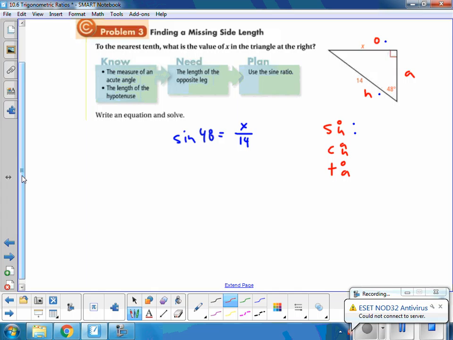And now, once I have this, I can start to solve. Next thing I want to do, in my attempt to solve for x, is multiply both sides by 14, and I end up with the sine of 48 degrees times 14 equals x, which is good. And then when I type in my calculator, again changing it to degree, and do sine of 48, and I multiply that by 14, I end up with about 10.4 is what I end up with.